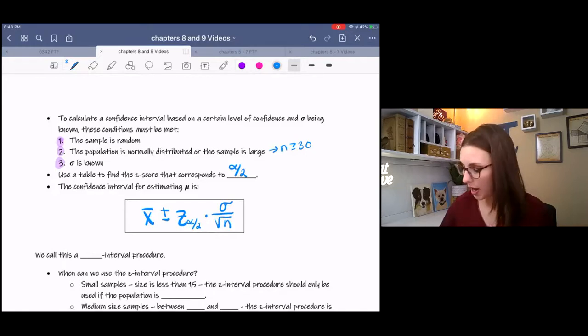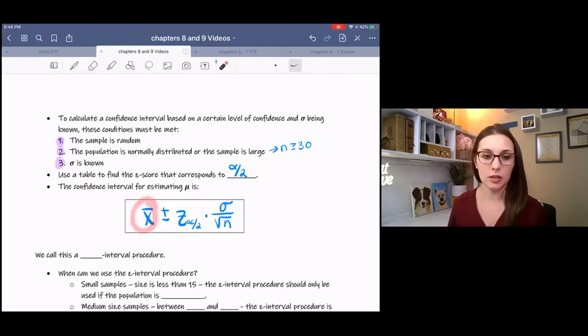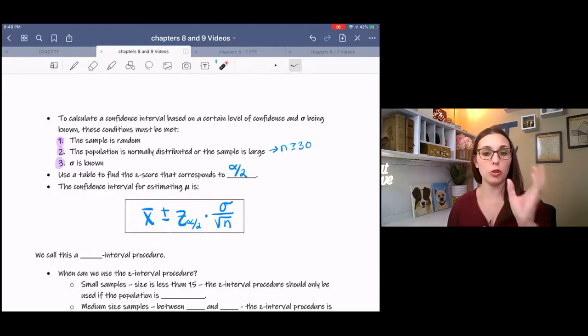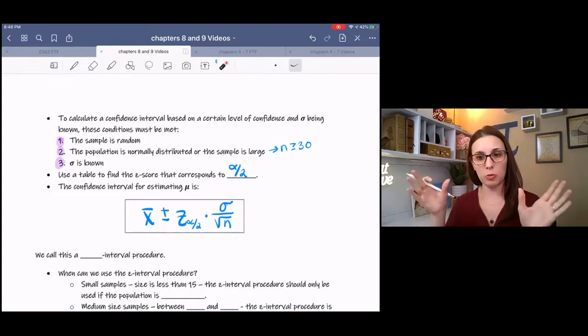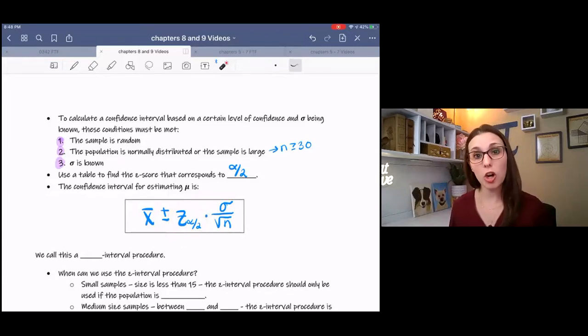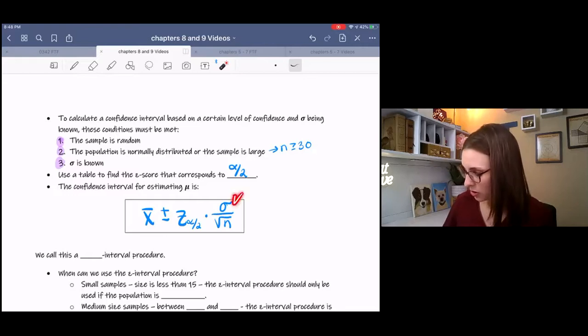You will have to have the sample mean. This symbol plus or minus means that you're going to add and you're going to subtract, and that's going to give you your lower bound and your upper bound. Lower bound will be with the subtraction, upper bound will be with the addition. Z sub alpha over 2 comes from the z-score associated with your confidence level. So in order to find a z-score, you have to have a confidence level. And then this is your population standard deviation. And then this is your sample size.